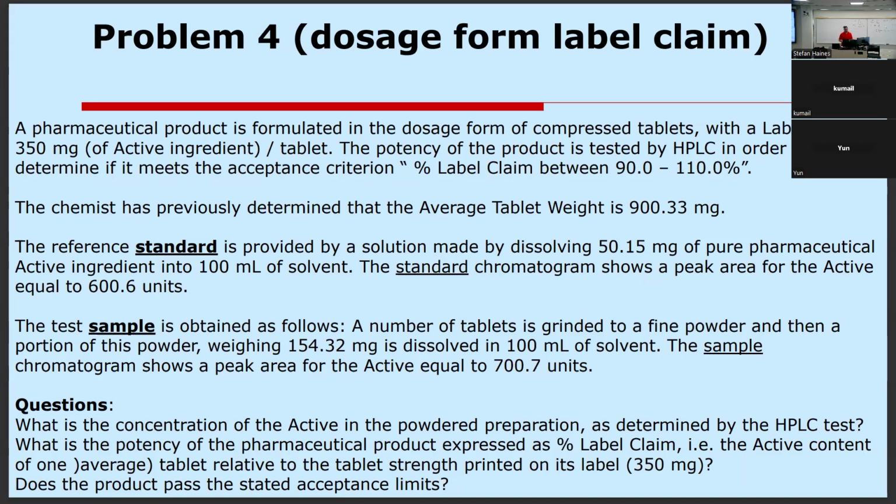Pure pharmaceutical active ingredient. So we took our standard, 50.15 milligrams, dissolved it into 100 mL, and did our chromatogram. We got 600.6 units. Then they did their tablets, took 154 milligrams of that, dissolved it into 100 mL, and we get a peak area of 700.7. So you have to find the concentration, then the weight, and then the percent label claim.